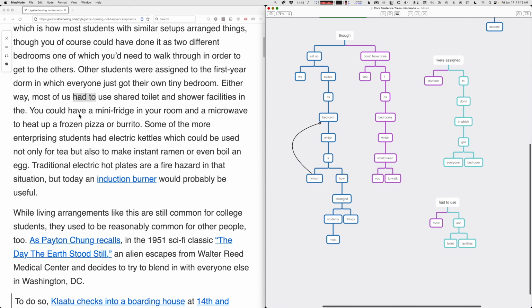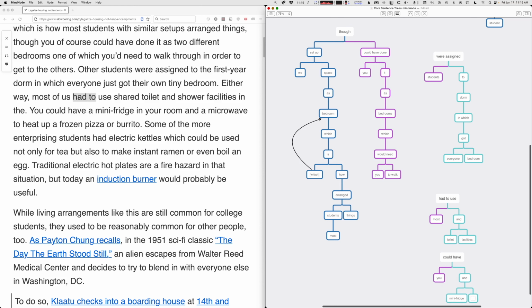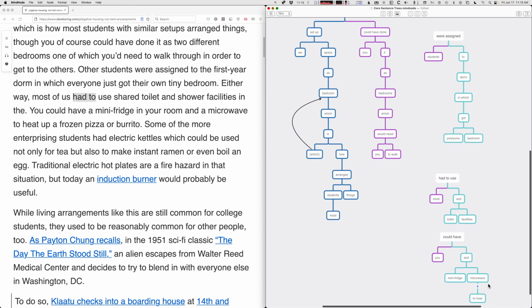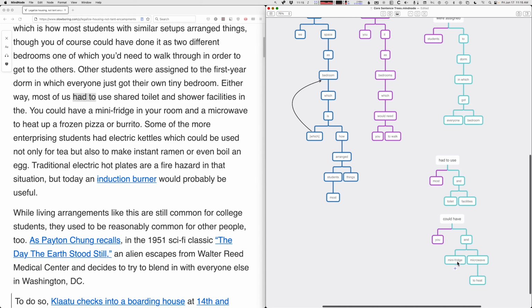Right, next. You could have. So we've got the verb could have and the subject you. And the object, a mini fridge. In your room is a detail, and a microwave to heat up frozen pizza or burrito. So you could have a mini fridge and a microwave, and then the microwave has a modifier telling us what it's for, which is to heat up a frozen pizza or burrito. So I threw in the to heat as a modifier in microwave, and then you got the main idea. So this is the simpler core tree.